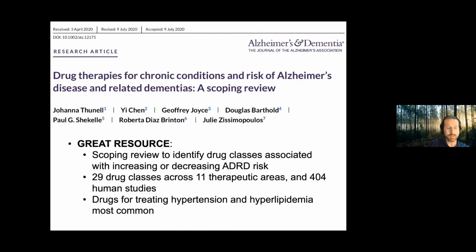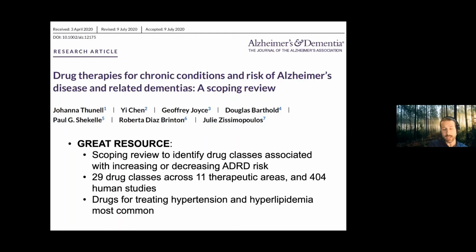And just to wrap up this segment with a very useful paper that was published this year, Funnell and colleagues conducted this scoping review to identify drug classes associated with either increasing or decreasing risk of Alzheimer's disease and related dementias. So they ended up finding 29 different drug classes across 404 unique papers, and they provided supporting information where they discuss in detail these results. And they also discuss the hypothesized mechanism of action on ADRD for each drug class.